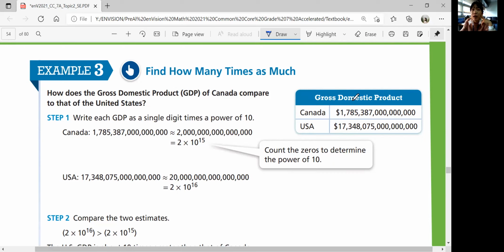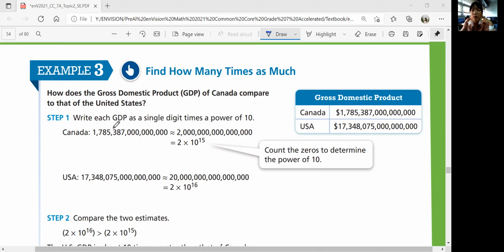GDP for Canada is, what is this? We got how many zeros? 1,000, million, billion, and that's trillion. We got quadrillion, okay? USA also has 17 quadrillion, right? 15 zeros until 1, right? So that's going to be quadrillion. Wow, okay.